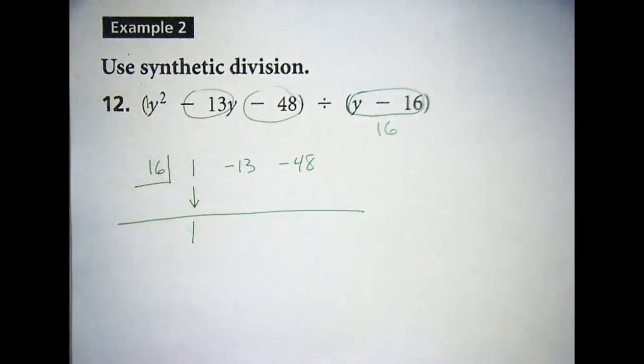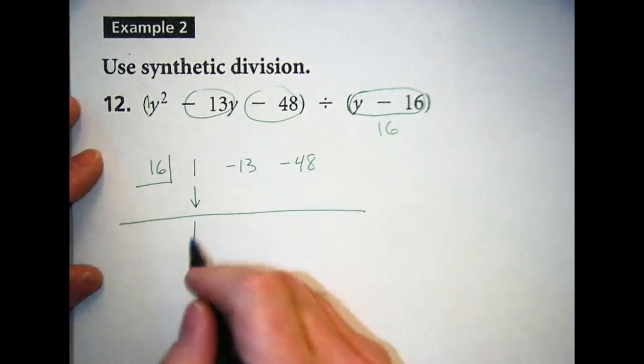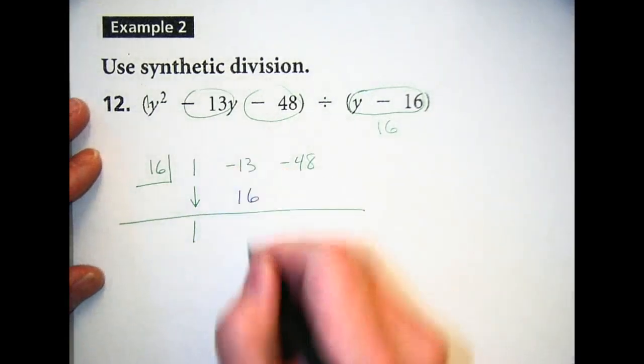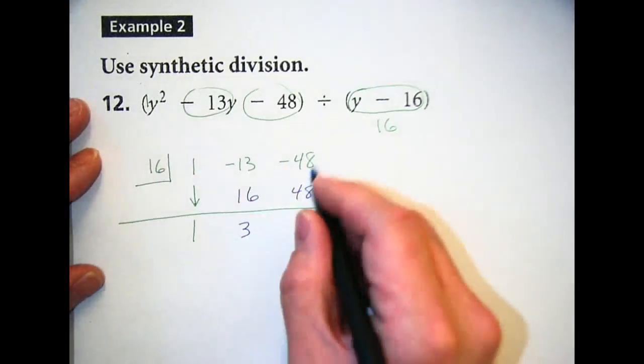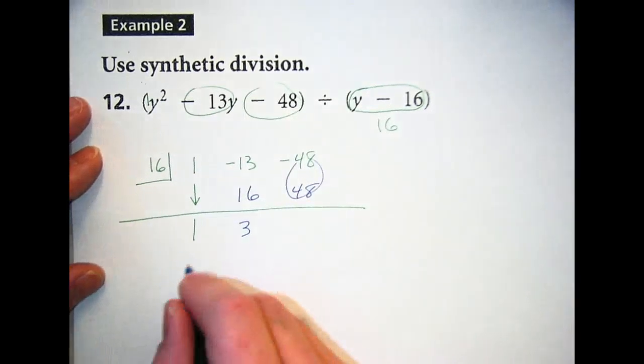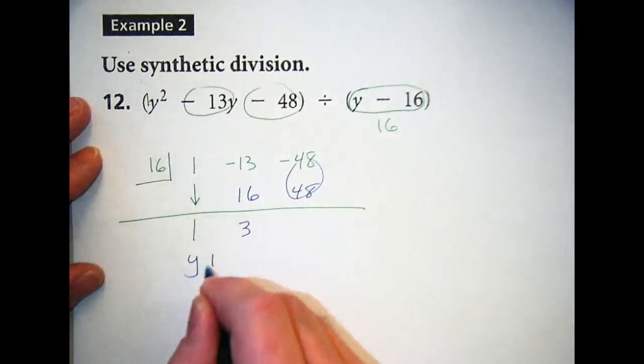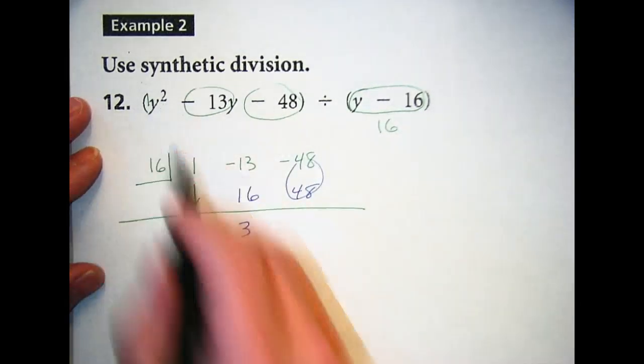Okay. 16 times 1 is 16. We add down, we get 3. 16 times 3 is 48. That gives us 0. The answer is y plus 3. It's always 1 less power than that.